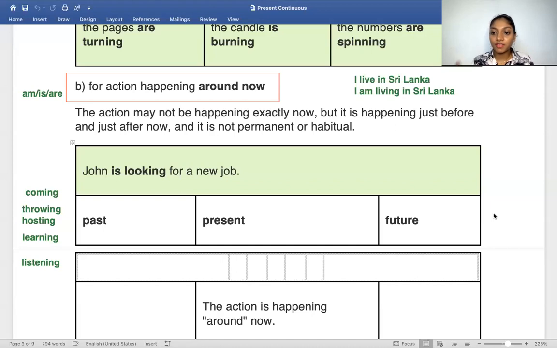Am I living in the world as a good nation until my death? As a good nation is not right, it should be as a good citizen. You cannot be a nation. You are a citizen of the nation. So it should be as a good citizen.